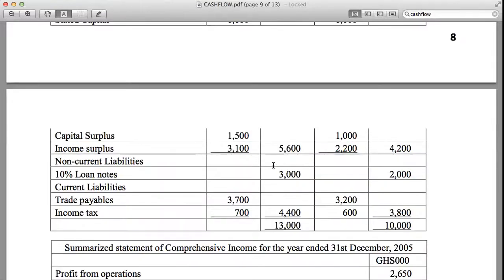Movement in the capital surplus. Opening balance is 1,000. Closing balance is what? 1,500. So that's revaluation gain. But the question doesn't say it's a revaluation gain. So that's 1,500 less 1,000.